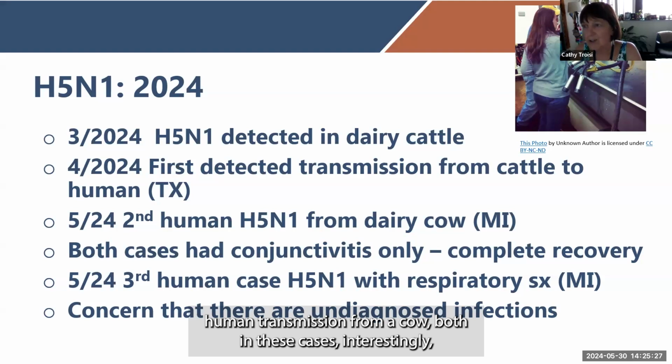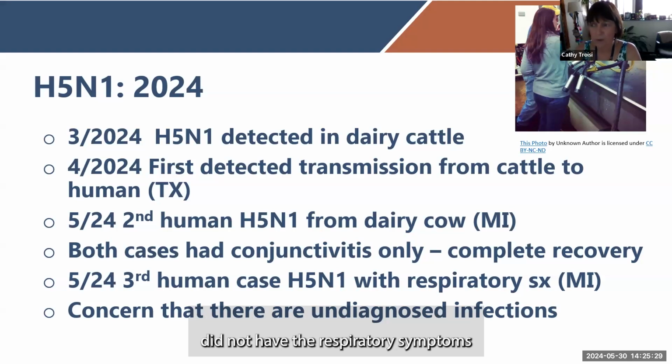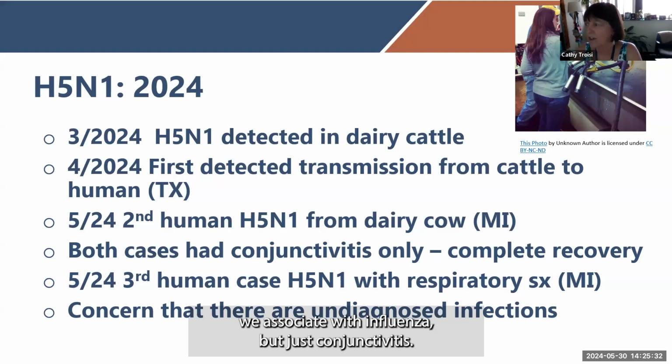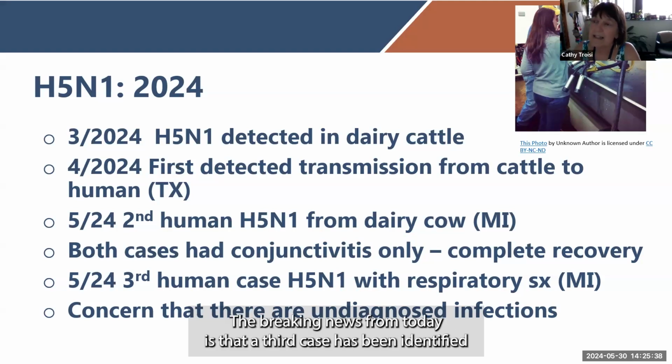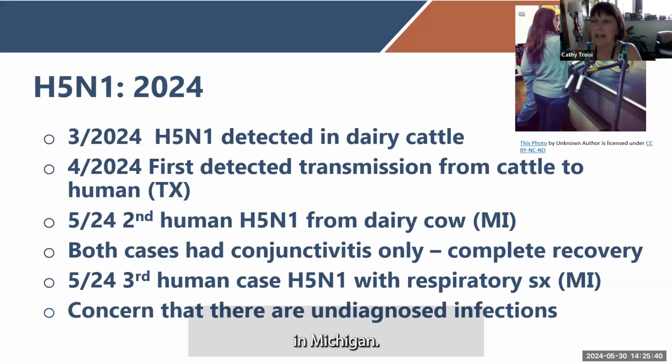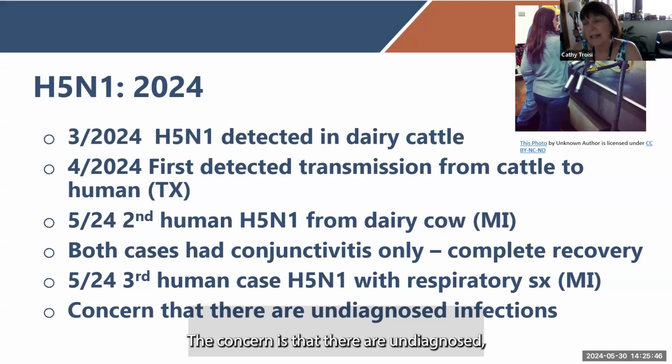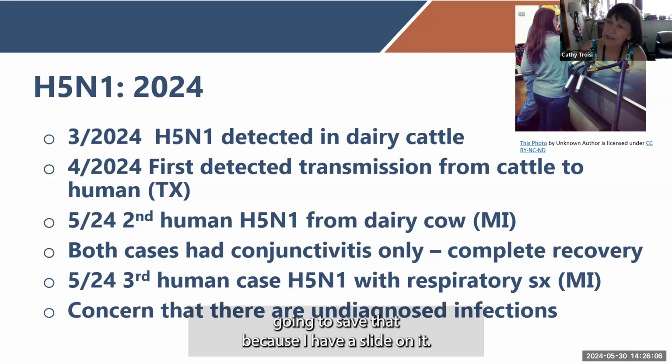Both of these cases, interestingly, did not have the respiratory symptoms we associate with influenza, but just conjunctivitis. And they both luckily made a complete recovery. The breaking news from today is that a third case has been identified in Michigan, and this case has respiratory symptoms. The concern is that there are undiagnosed infections going on as well, because we're not testing people. And we have seen some increases in the wastewater of influenza A. Now, actually, I'm going to save that because I have a slide on it.